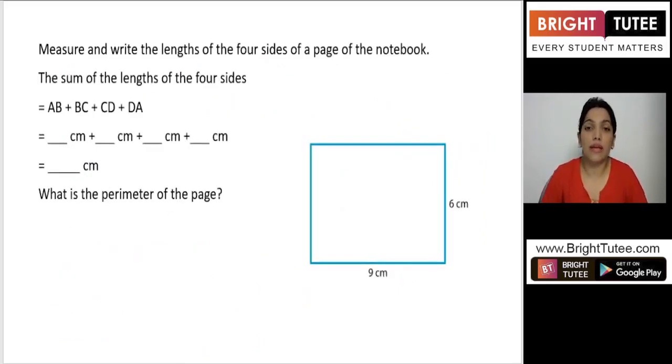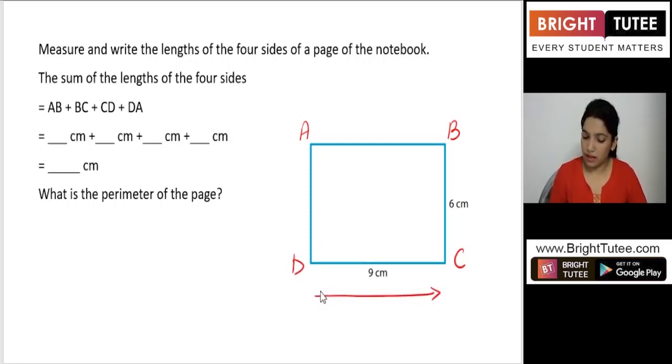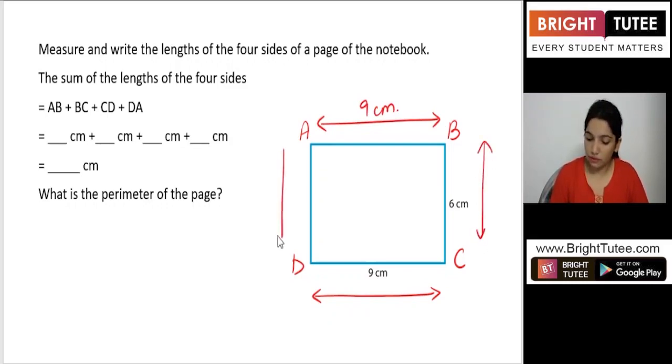Here it says measure and write the length of the four sides of the page of the notebook. So suppose what you see in front of you is a page of the notebook and we are going to find the sum of the lengths, right? So here let us again mark A, B, C and D. You can see that CD is marked as 9 centimeters. So I hope we can confidently say that if CD is 9 centimeters, AB will also be 9 centimeters, right? And if BC is given as 6 centimeters, we can write the length of AD as 6 centimeters as well, right?